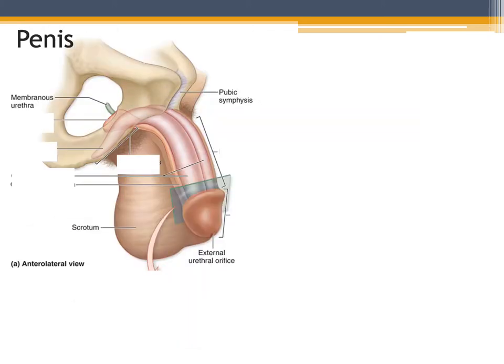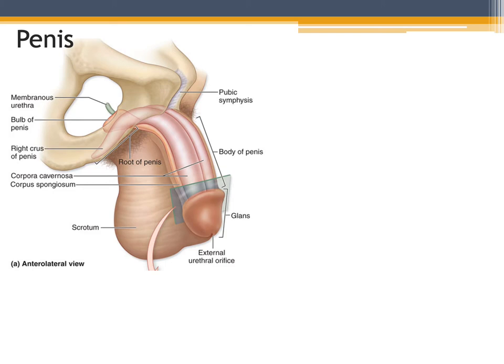If we take a look at the penis itself in terms of its anatomical structures, we start with the root of the penis, which is anchored at the crus and the bulb of the penis to the anterior posterior aspect of the pubic bone. Coming away from the pubic symphysis is going to be the body of the penis. The body of the penis is held to the pubic symphysis by what's referred to as the suspensory ligament.